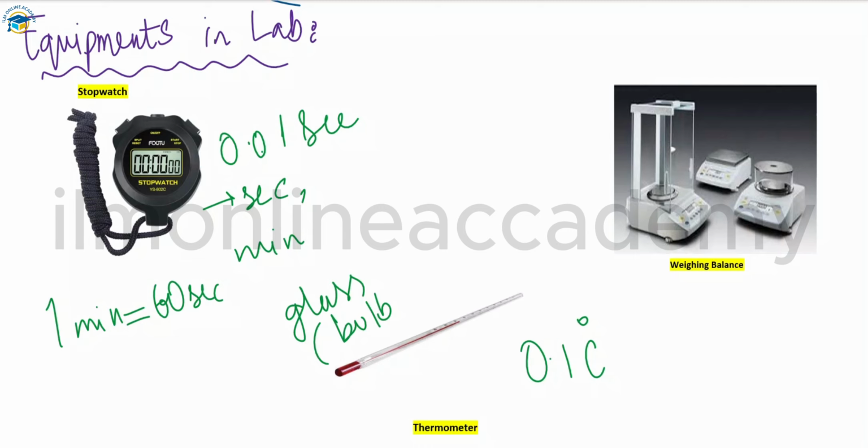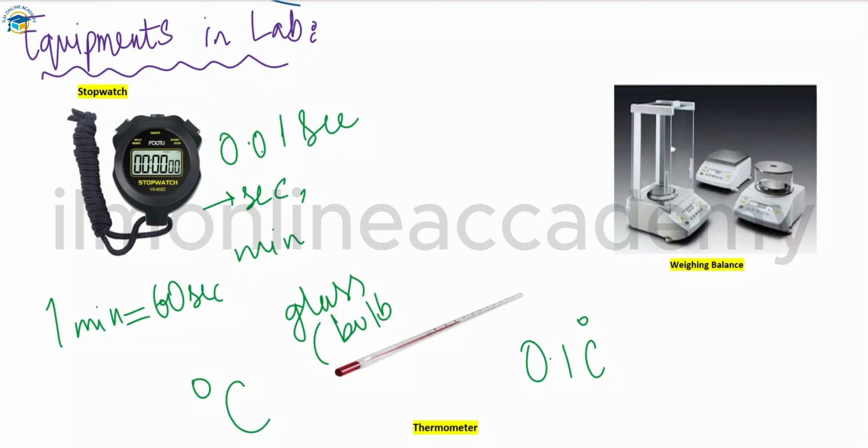The unit of temperature that is mostly used is degrees Celsius. You can also use Fahrenheit, but degrees Celsius is the most commonly used. Through this thermometer, you can easily measure the temperature of any chemical reaction that is happening.